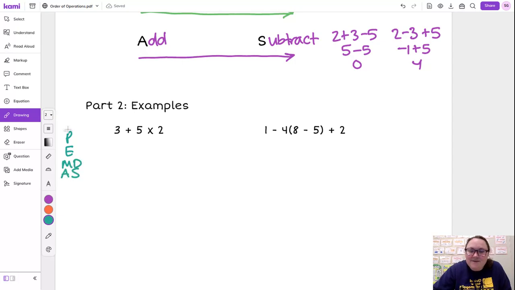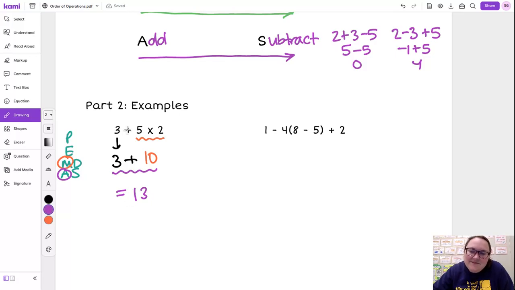Now that we know PEMDAS, I would look at this problem. I don't see any parentheses. I don't see any exponents. So that means the very first thing I need to do in this problem is going to be our multiplication. I would want to start here and say, well, 5 times 2 is 10. And for these problems, you always do one step, one piece of math, and then copy everything else down. So I copy my addition. And then I can do the addition last. I can say 3 plus 10 gives me 13 for my answer.